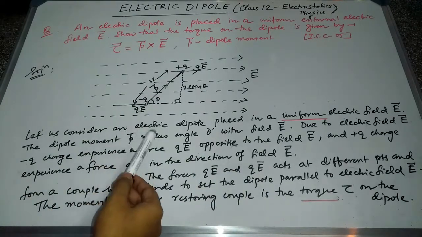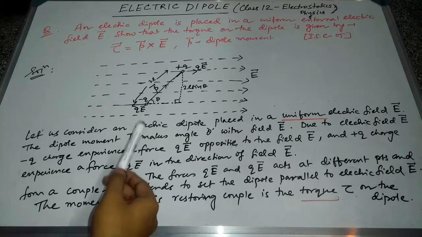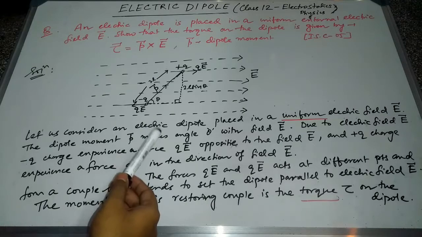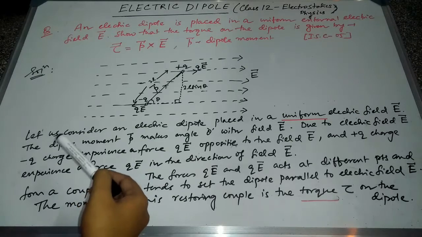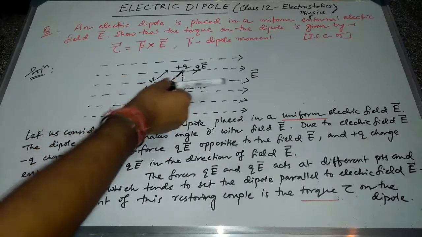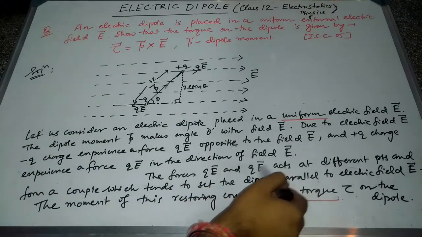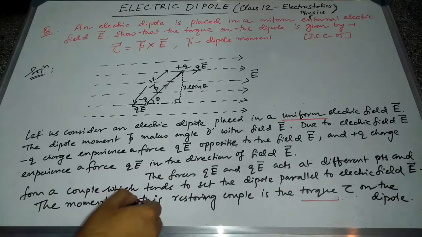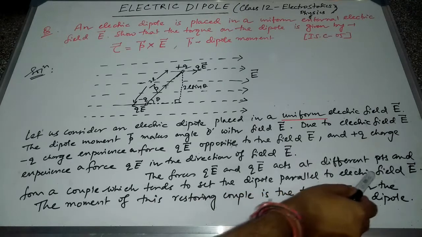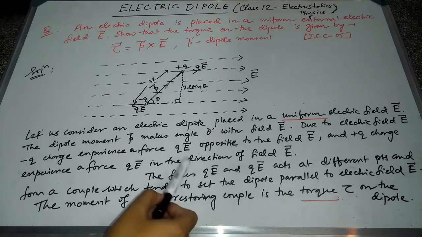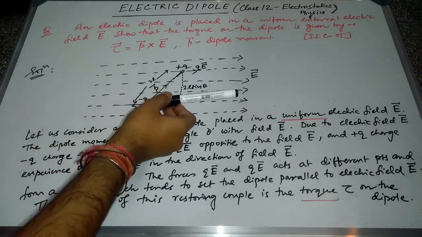So this forms a couple. These forces are equal but acting at different points, forming a couple which tends to rotate the dipole. So there occurs a rotation of the dipole, and this couple is one type of restoring force which tries to set the dipole in the direction of the field. So the forces QE and QE act at different points and form a couple which tends to set the dipole parallel to the electric field E vector. This is the restoring force which tries to align the dipole in the direction of the field E vector.